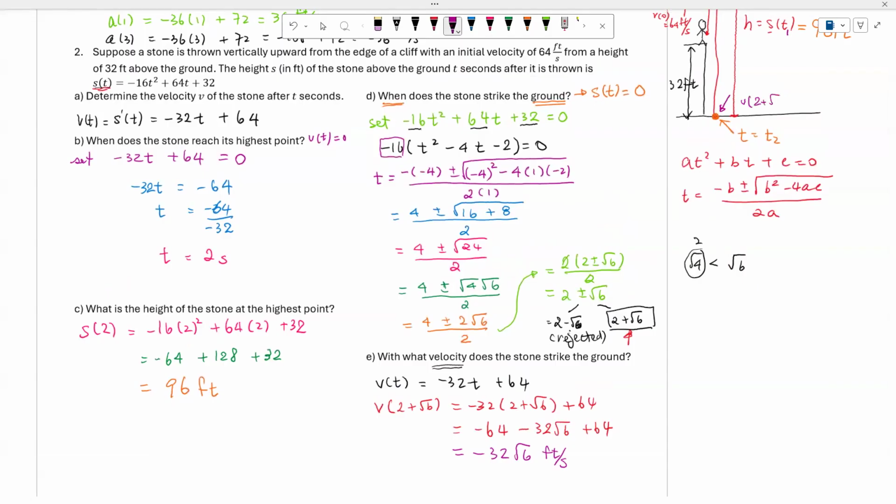The reason is, you see, the stone is going downward, okay? So that's why the velocity must be negative then.